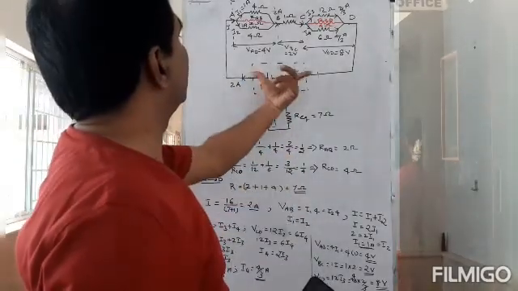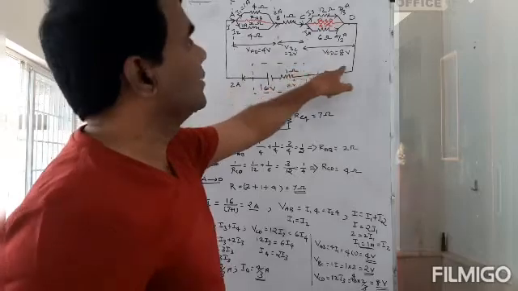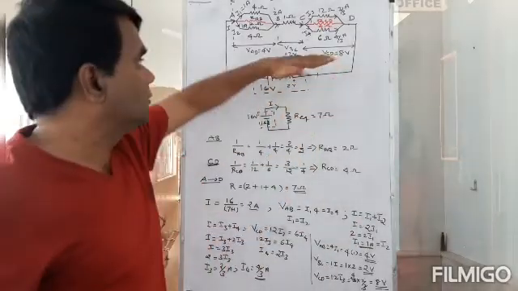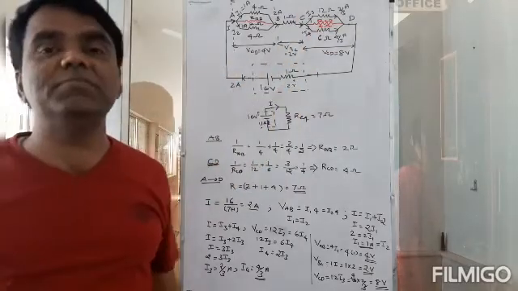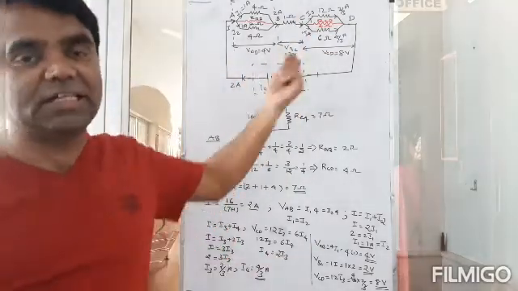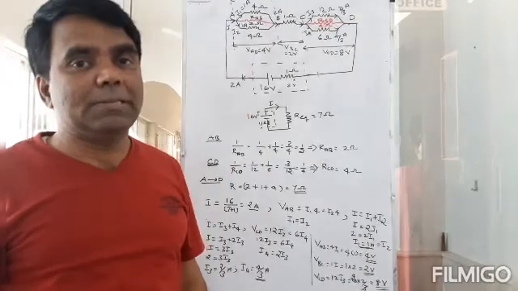So it's the same 14 volts here. 4 plus 2, 8. 14, 14. So when you sum it all up, it will become 0. That's the second law, Kirchhoff's law. Okay.